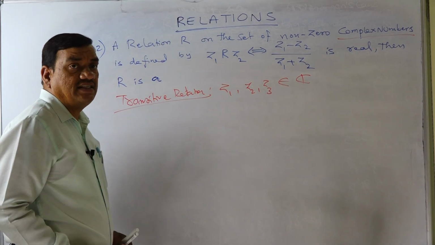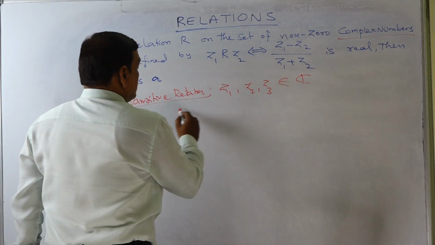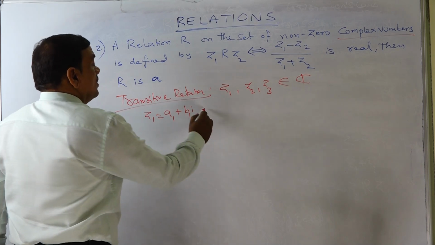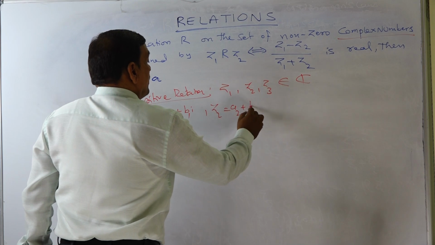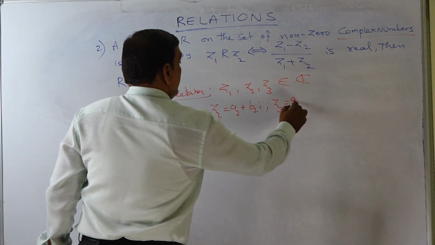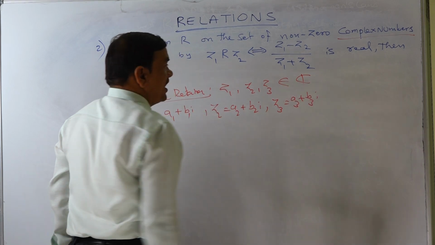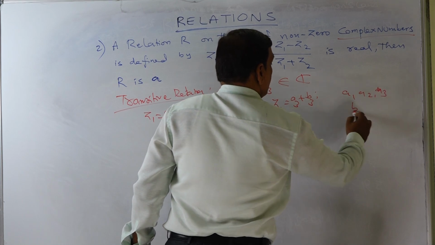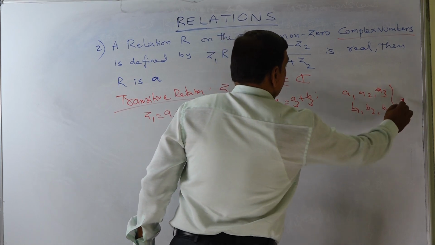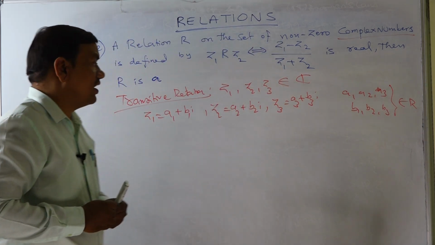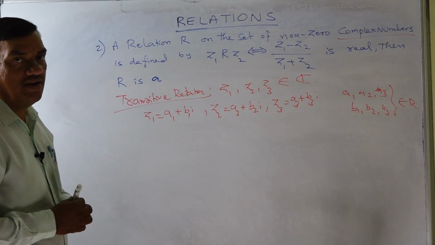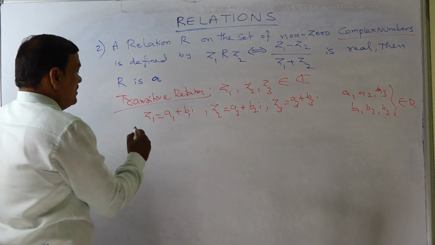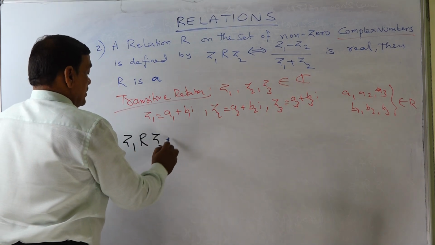In order to check the transitivity of the relation, let us take Z1 equal to A1 plus B1i, Z2 equal to A2 plus B2i, Z3 equal to A3 plus B3i, where A1, A2, A3, B1, B2, B3 all belong to real numbers. So Z1, Z2, Z3, I have taken 3 complex numbers, of course non-zero complex numbers. First I will take this: Z1 related to Z2.